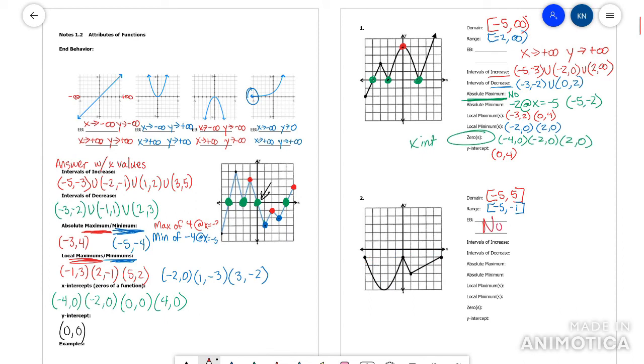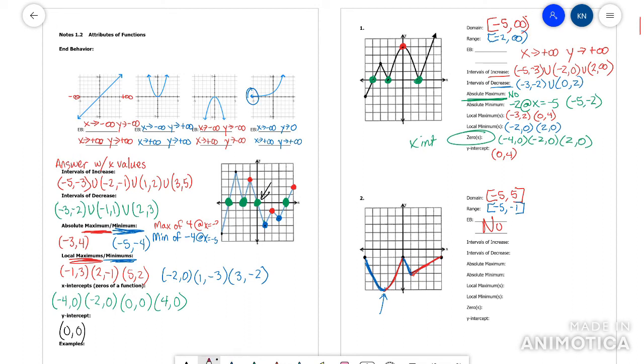Intervals of increase, decrease. Look at this section right here. Notice that it has a valley, and right here it changes from decreasing to increasing. So this section of line right here is going to be increasing along with this section of line right there. And then these blue sections are going to be decreasing. This one's kind of weird just because this change happens about halfway through. That's okay, just put -2.5 if you have to.